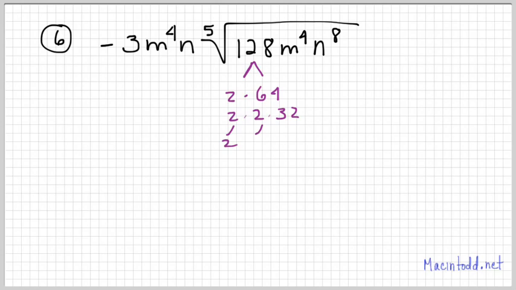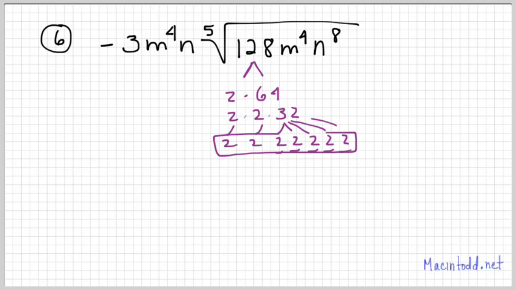64 is 2 times 32. And I happen to know 32 is made up of 1, 2, 3, 4, 5 2's. Think about that for a second. 2 times 2 is 4, times 2 is 8, times 2 is 16, times 2 is 32. So there are all these 2's multiplied together to give us 128. It's asking the question, what do I have 5 of multiplied together? So I'll count off 5 2's, and those 2's get to come out because they answer that question.